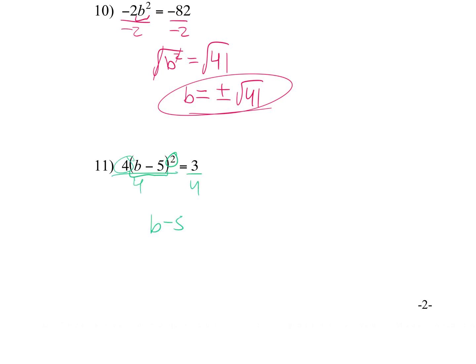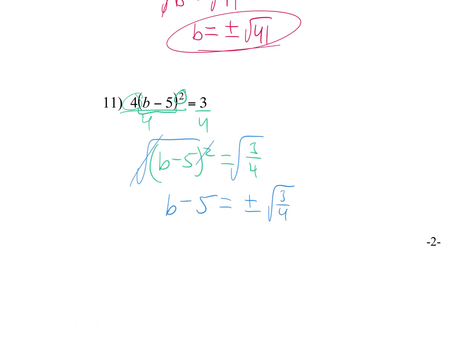So then you get b minus 5 squared equals 3 over 4. And now you want to square root both sides. Cancel the square and the square root. We get b minus 5 equals plus or minus the square root of 3 over 4. And then finally, to get the b by itself, we want to add 5 on both sides. So you get b equals 5 plus or minus the square root of 3 over 4.